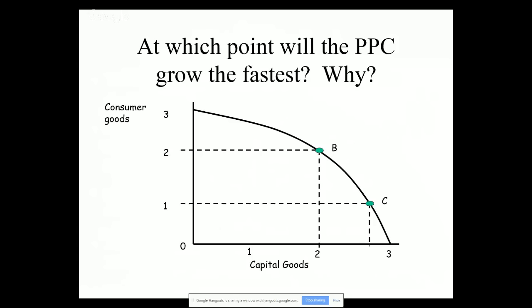Will the production possibility curve shift to the right at point B? Yes, it will. It will just shift to the right at a slower rate than if we produce at a point like C.